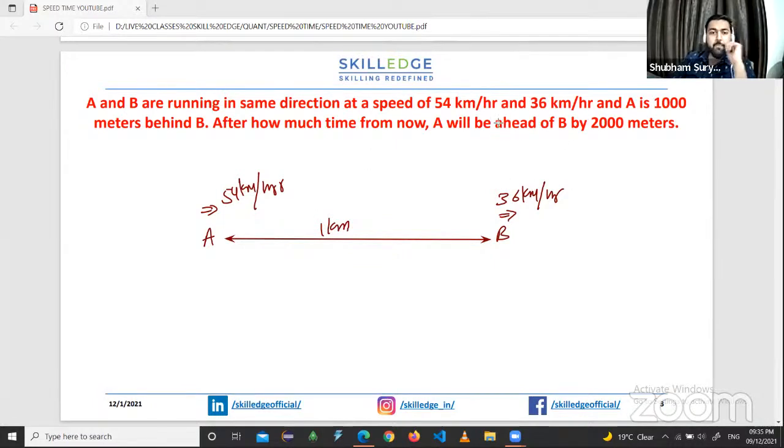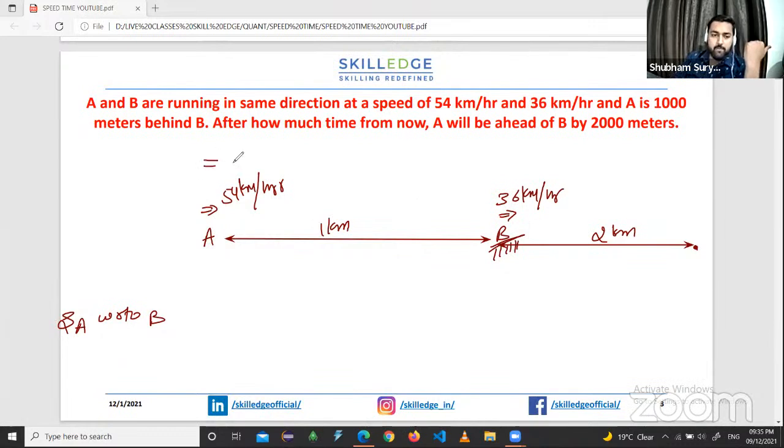Now it is asking us, after how much time from now A will be ahead of B by 2000 meters. Okay, so A has to be ahead of B by 2000 meters. It means 2 kilometers. So the position of A has to be over here. Now let's try to figure out the speed of the person A with respect to the person B. I'll keep the person B in the state of rest, and now I'll give the speed of B to the person A by reversing it. So 36 in this direction, 54 in the right direction. So overall speed comes out to be 54 minus 36, which is 18 kilometers an hour.